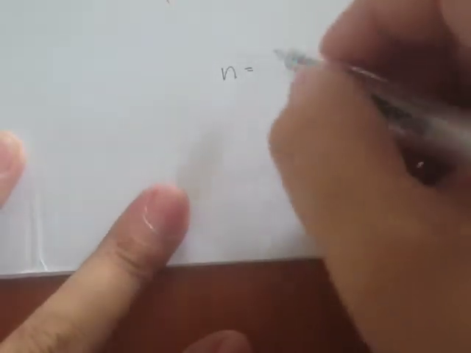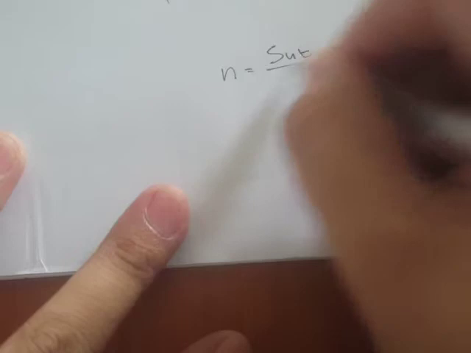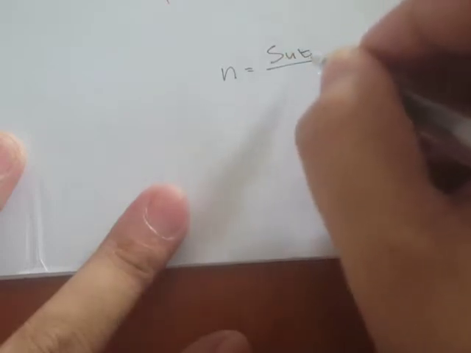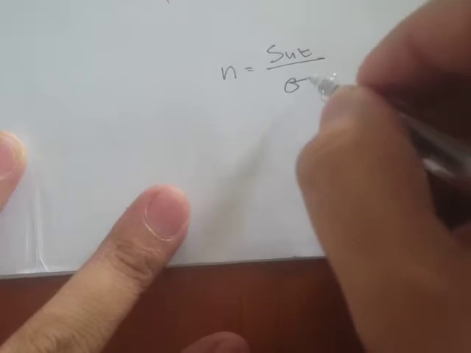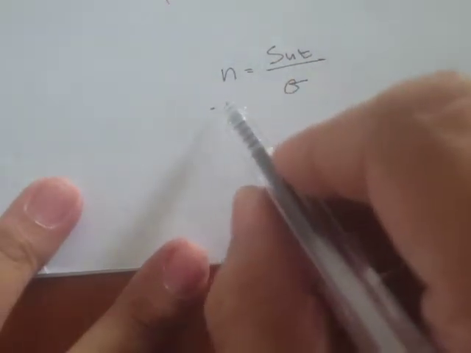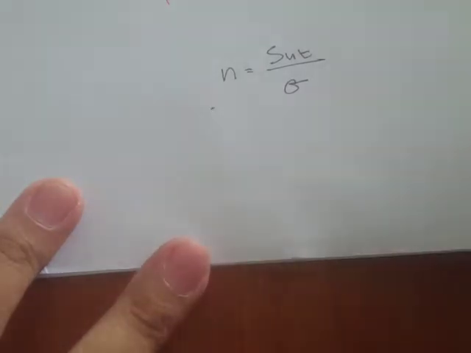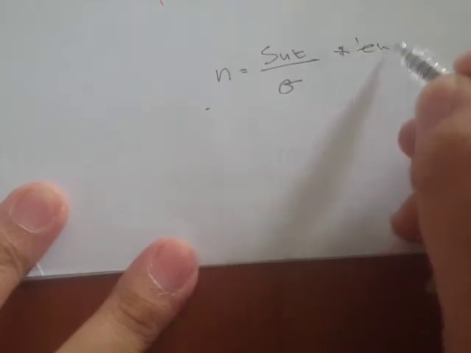It's simply, for the tension, N is equal to the strength, that's the ultimate strength, all over the stress or the principal stresses right here. So that's just simple. And let's write here: tension.